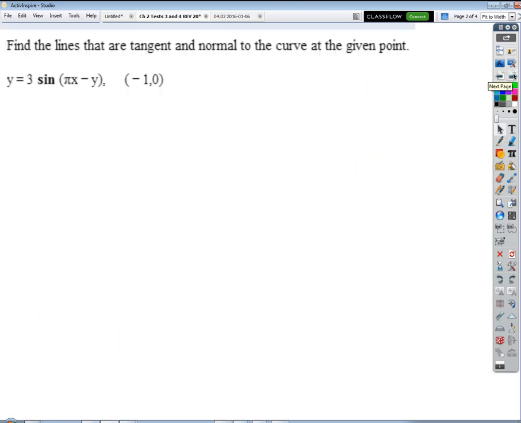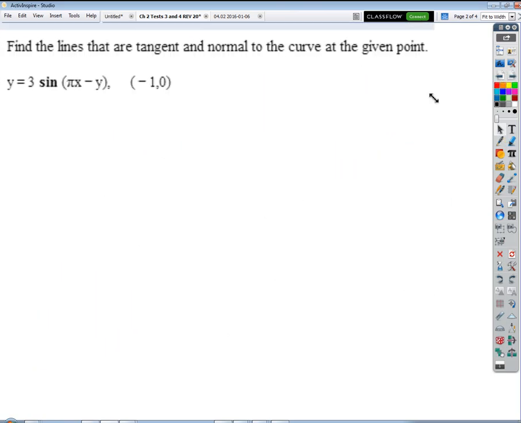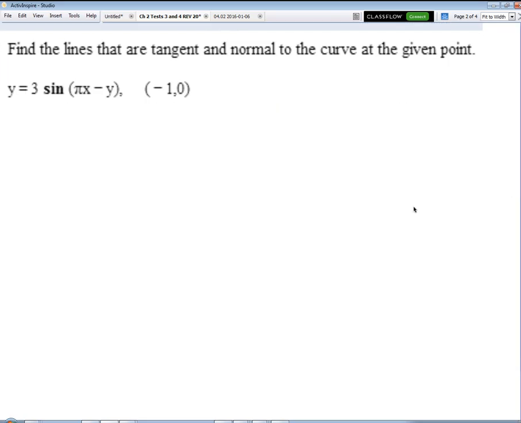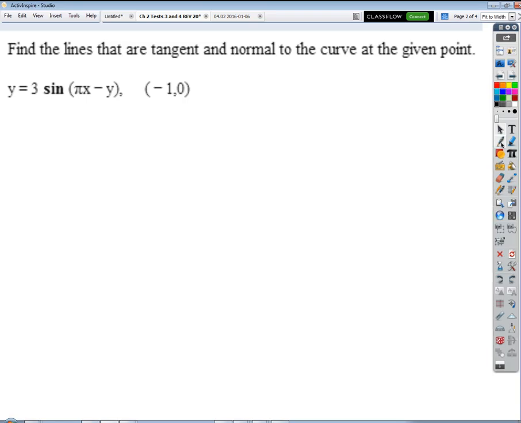Next one. How about this guy? Oh, that's what my last question was on the test. Not exactly that, I mean, similar to it. Yeah, let's look at one like this. Okay, same kind of thing. You want to find tangent and normal lines for this function, but it's a trig function.